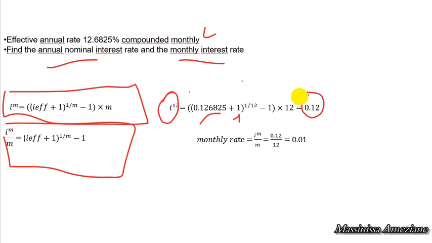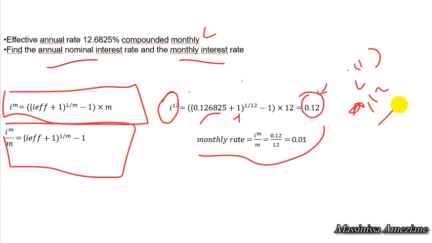For the monthly interest rate, we just need to divide the nominal annual interest rate, compounded 12 times a year, compounded monthly. So the monthly rate here is 0.12 divided by 12, and we get 0.01, which is 1% monthly.